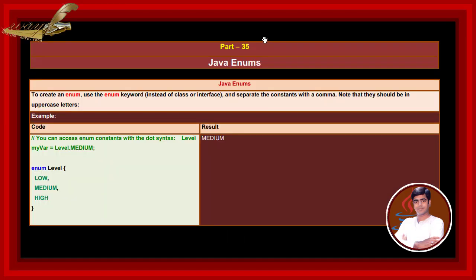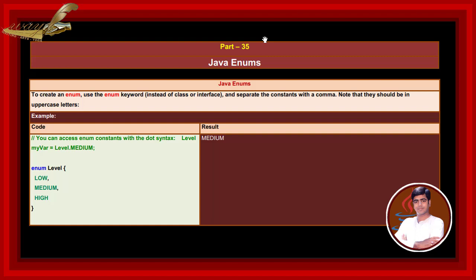In this session, let us learn about Java enums. To create an enum, use the enum keyword instead of class or interface and separate the constants with a comma. Note that they should be in uppercase letters.